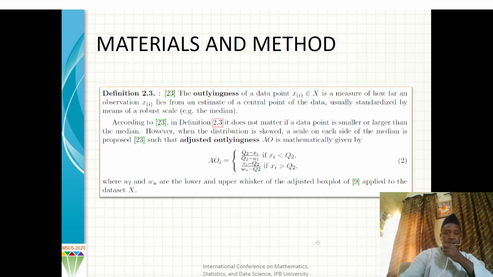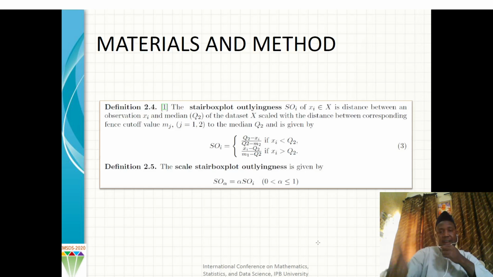This adjusted outlyingness uses a specific whisker definition, whereas here we define it according to any implementation of a whisker definition of a box plot. So we have the distance of the point from the median, scaled over the distance of the whisker from the median.